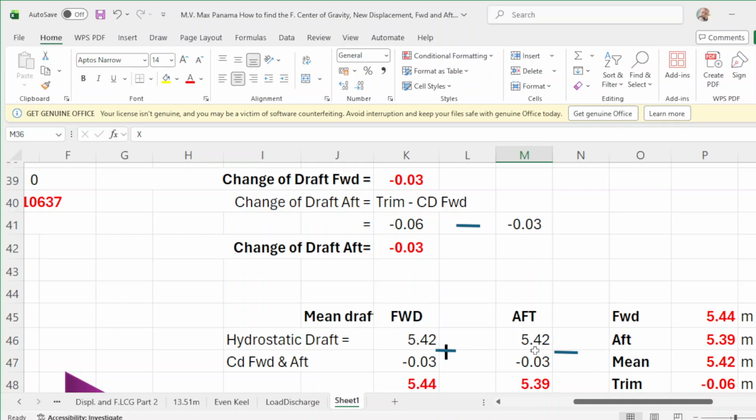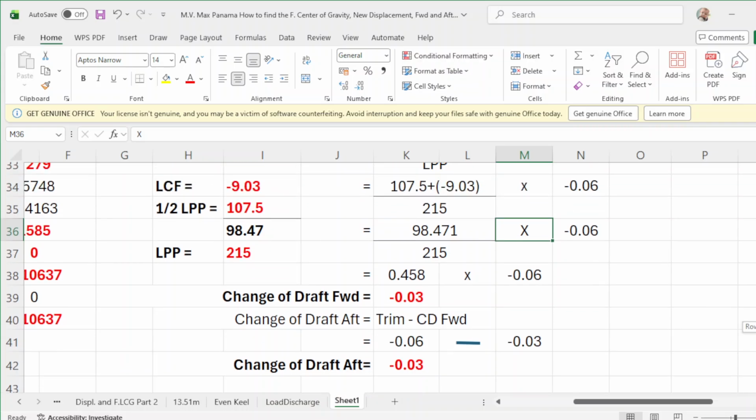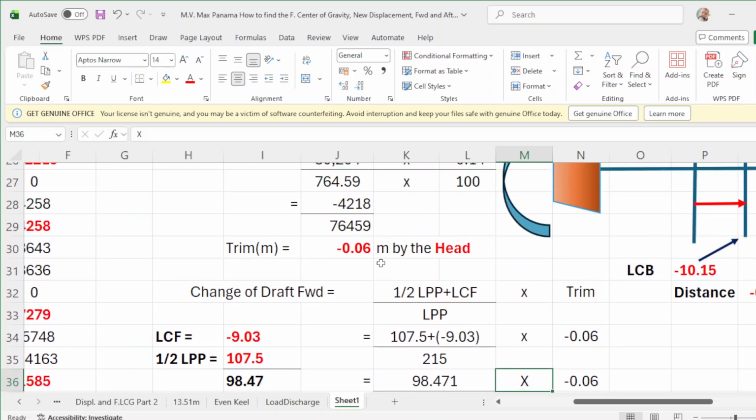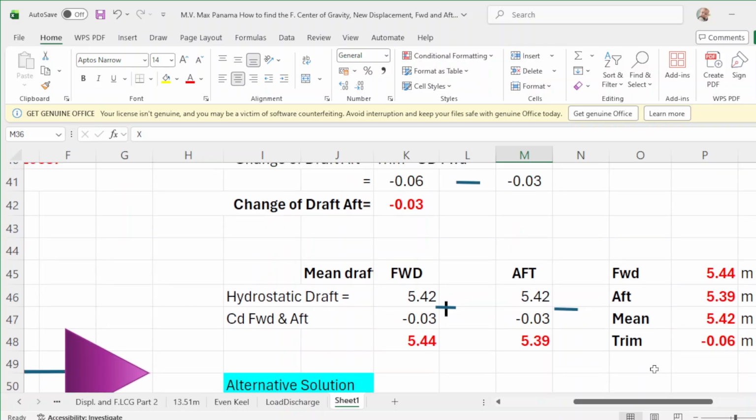And since you have less drop aft because you are trimmed by the head, you subtract your change of drop aft. It will be 5.42 minus negative 0.03, then your drop aft will be 5.39. So your forward will be 5.44, aft will be 5.39. Your mean is 5.42 and your trim is negative 0.06. Take note of this trim, it should be the same as your trim. If your trim is negative 0.06 and your equation gives the same, then it's okay.